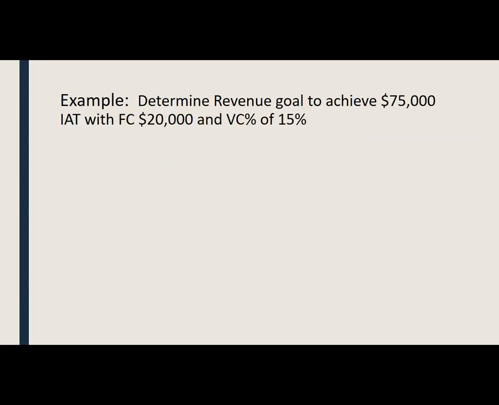So an example, let's say I want to achieve $75,000 in profit, my income after tax, that's my IAT, with fixed costs of $20,000, and I normally have a variable cost percentage of 15%. So let's walk through. Step one, what's my goal? My goal is an income after tax of $75,000.